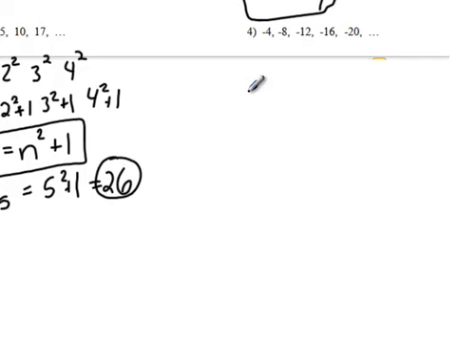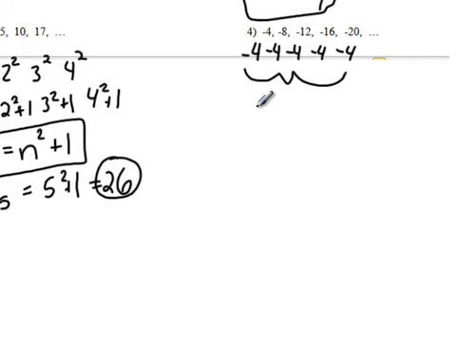Moving right along, let's think about how we arrived from one term to the next. Well, negative 4 to negative 8, all we did was subtract 4. From negative 8 to negative 12, subtract 4. Negative 12 to negative 16, subtract 4. Negative 16 to negative 20, we subtract 4. If we keep subtracting 4 again and again, isn't that the same as just multiplying by negative 4?